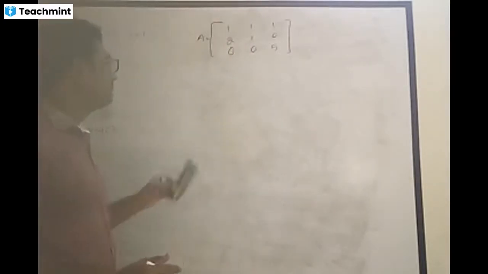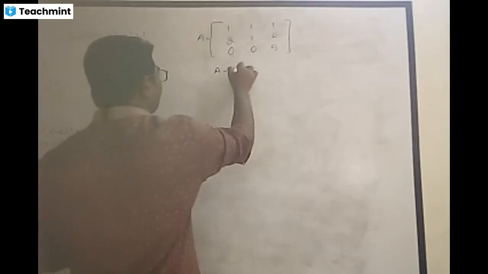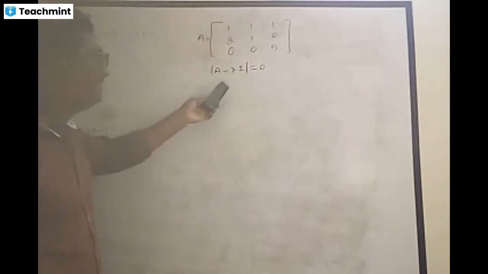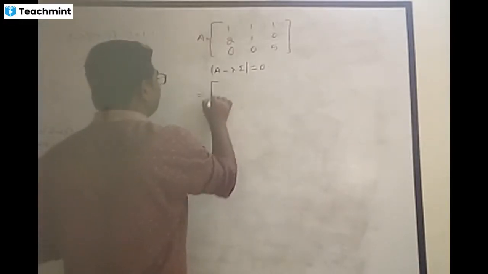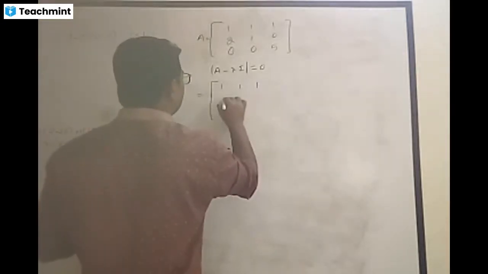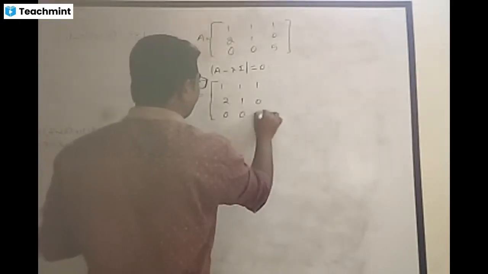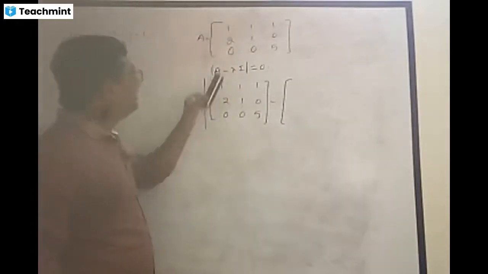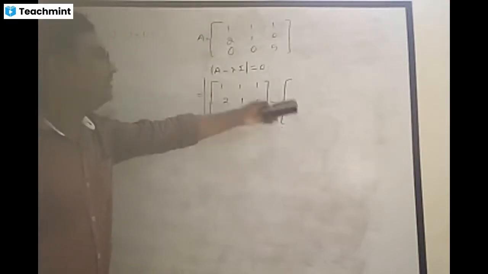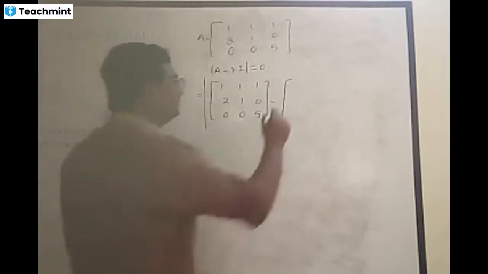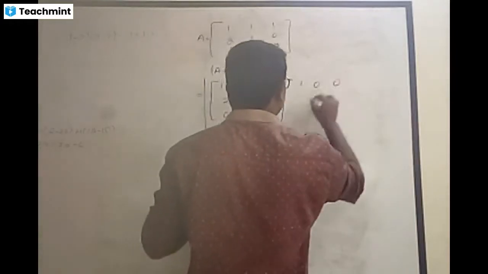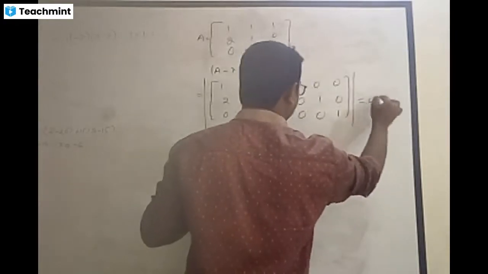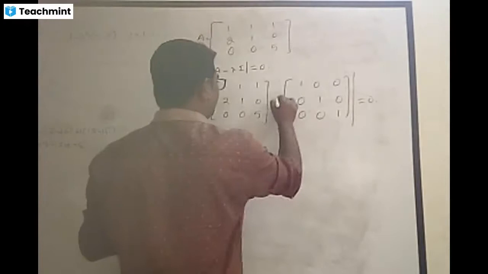First find eigenvalues. How to find eigenvalues? I'm giving an example, not the problem. Finding eigenvalues: A minus lambda I. Matrix 1, 1, 1, 2, 1, 0, 0, 0, 5, minus, for a 3 by 3 matrix we get the 3 by 3 identity matrix 1, 0, 0, 0, 1, 0, 0, 0, 1, into lambda.